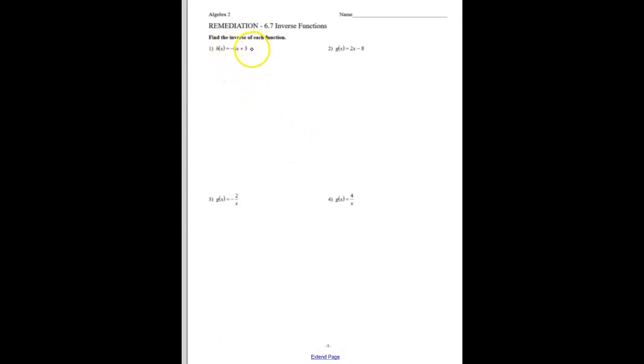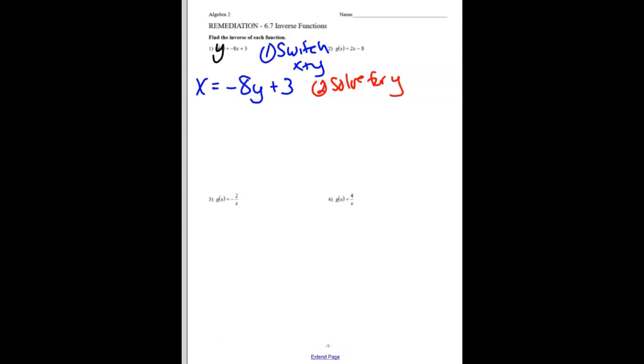And the first part says they want you to find the inverse of the function. So remember, function notation, this h of x or g of x in this case, really just a fancy way of saying y. So your first step in all of these questions is to switch the x and y. So I'm going to do that. I'm going to rewrite it as x equals negative 8y plus 3. And then your second step would be to solve for y, in other words, to isolate the y.